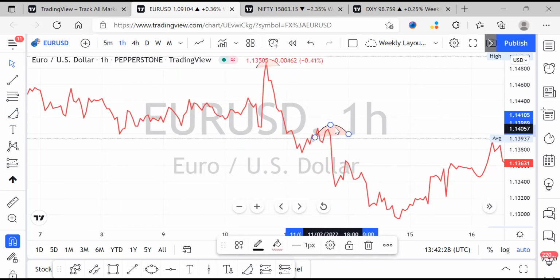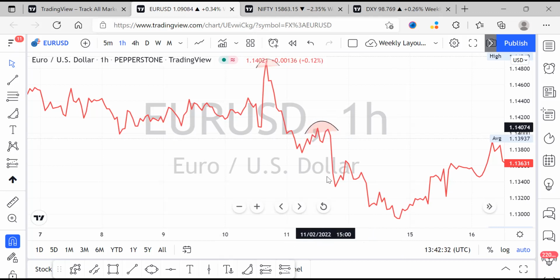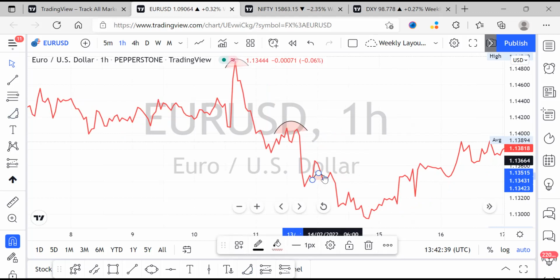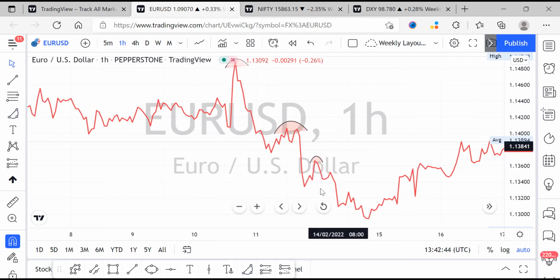This is telling you that the sellers are in power over the buyers. Price goes further down, then it makes another short-term high, and the price starts to go further down. As the price starts to go further down, if we look at this particular area, price is not going further down, it's starting to change.